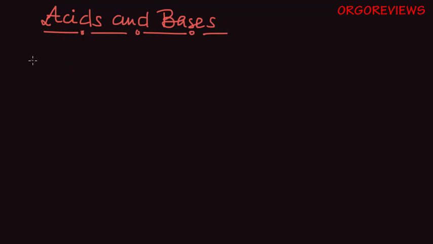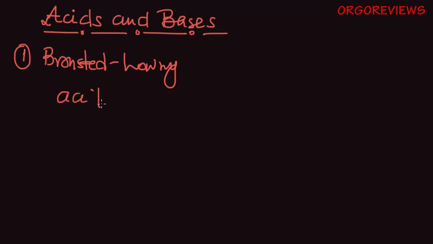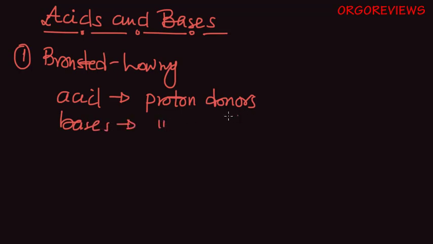In order to understand acids and bases, there are two definitions you need to be conversant with. The first one was coined by Bronsted and Lowry. They defined acids as proton donors, and of course, bases were considered as proton acceptors.